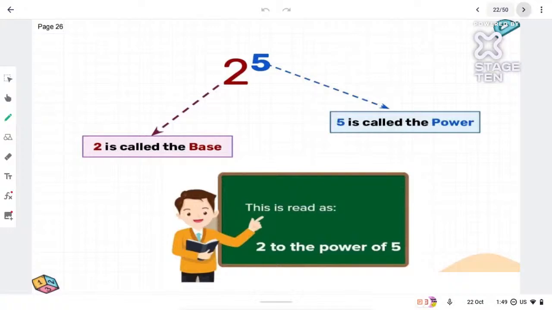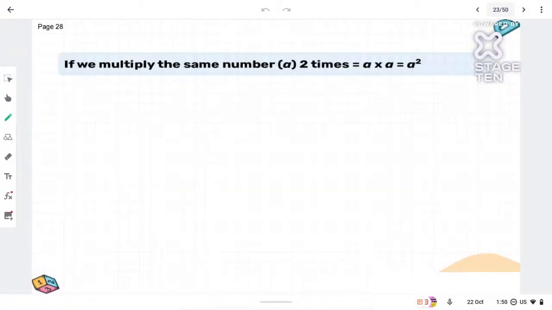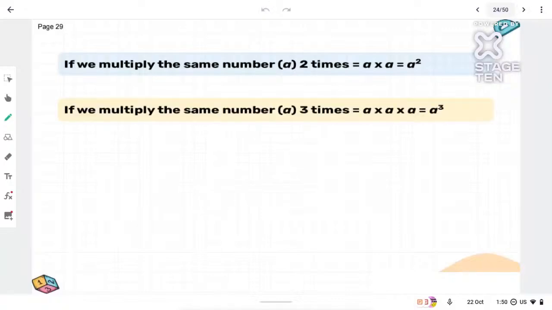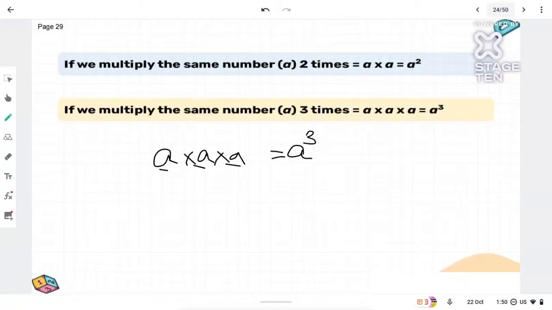All right. Now, look over here. If we multiply the same number, let's say I have one random number a. If I multiply the same number two times, meaning a into a, I will write it as a square. Two a's I'm having, so I'll write a as the base, and since two a's are there, that 2 I will write in the exponent. Clear? Similarly, if I have a into a into a, how many a's are there? 1a, 2a, 3a. So I will write it as a raised to 3.